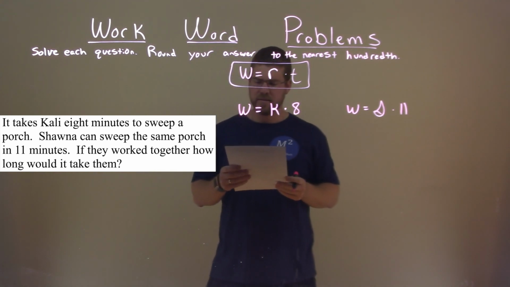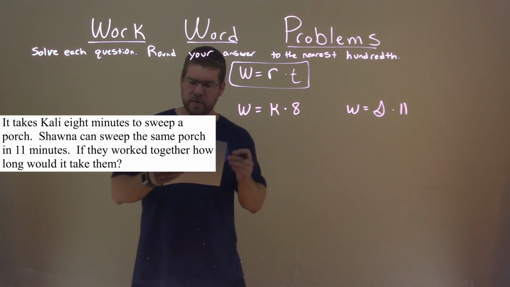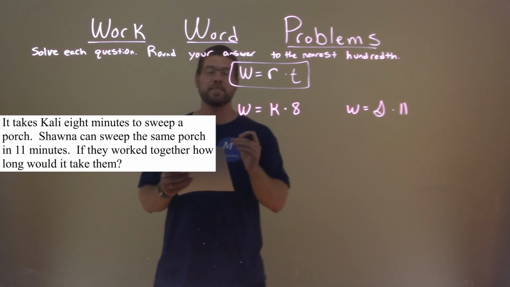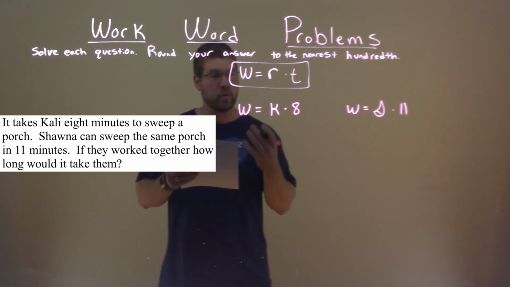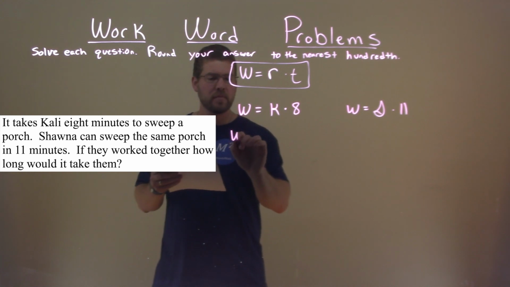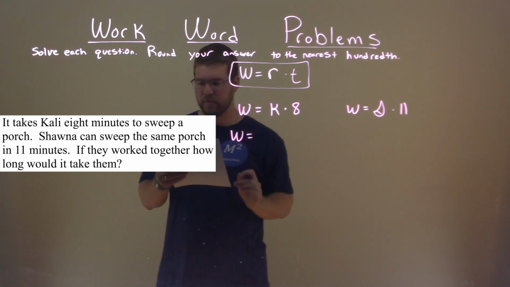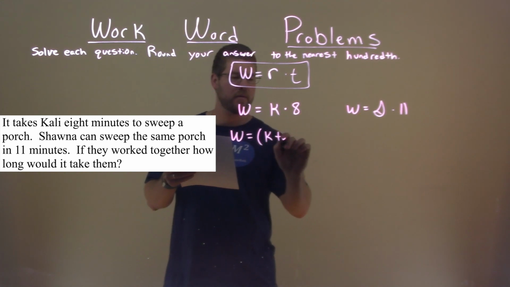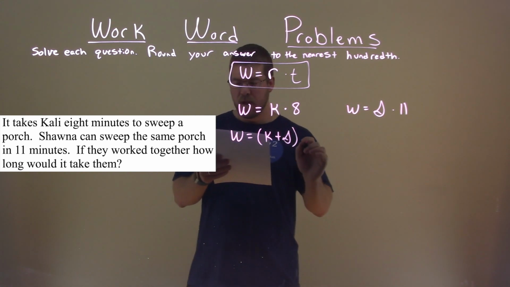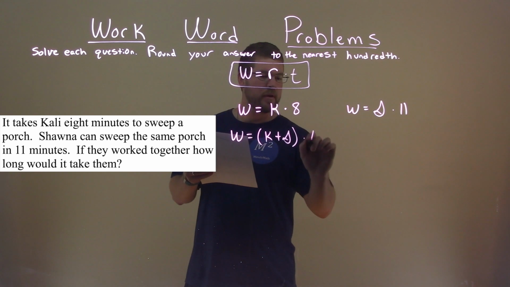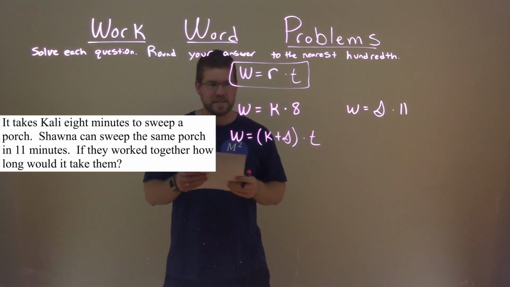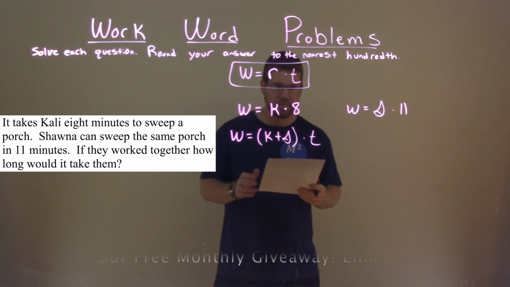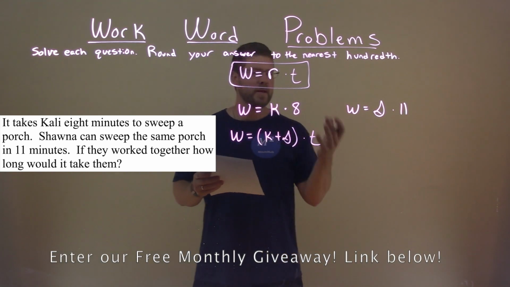The last thing they tell us here is, if they work together, how long would it take them? Okay, so what happens if they all work together? The job W, sweeping the porch, is still the same value, but working together, we combine their work rates, K plus S. And the formula is multiplied by some time, T, and we're going to find that. Okay, so what do we need to adapt here?